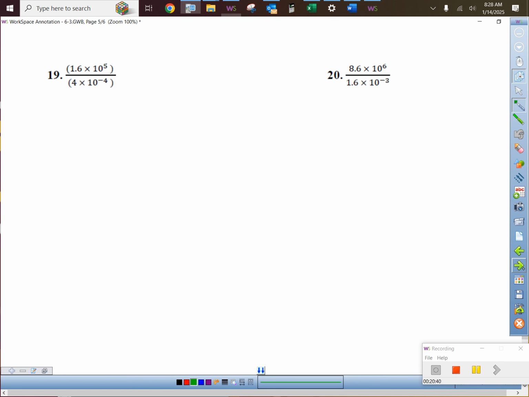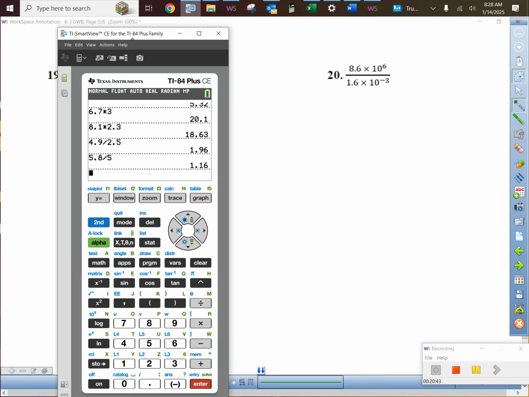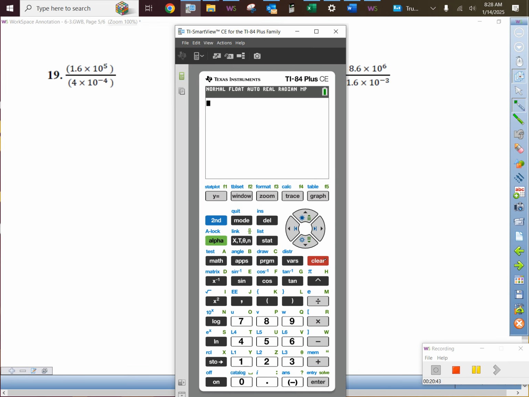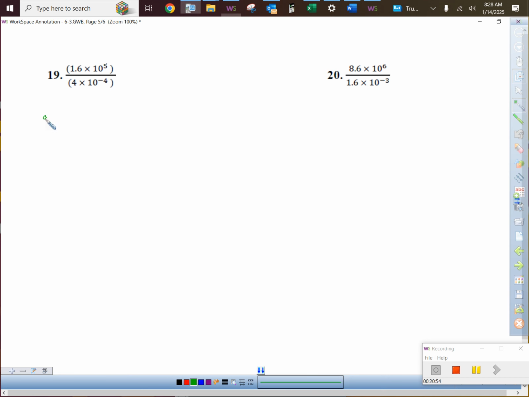Here we go. This is the one I'm looking for right here. Sorry, I have a little bit of a math brain. Let's do this next one. Let's divide our coefficients. 1.6 divided by 4. And I get 0.4 times 10 to the. Subtract those exponents from each other, baby. Top one minus the bottom one. How much? 9.